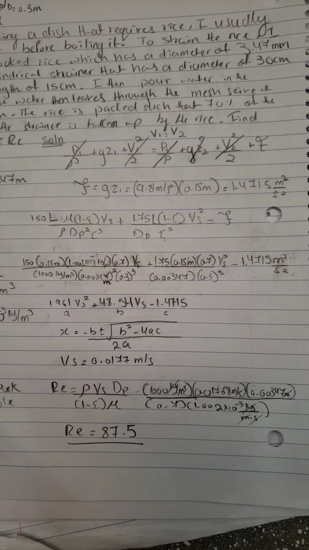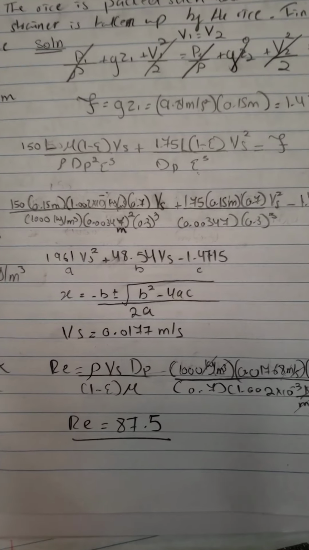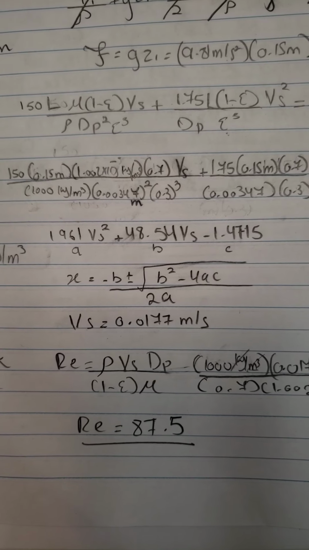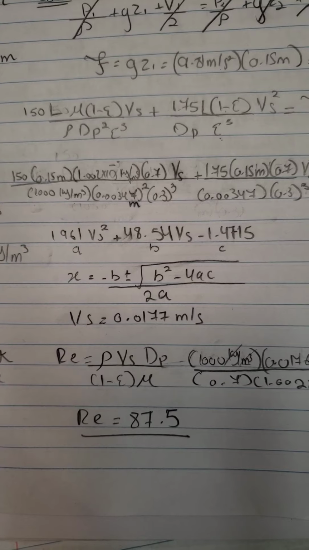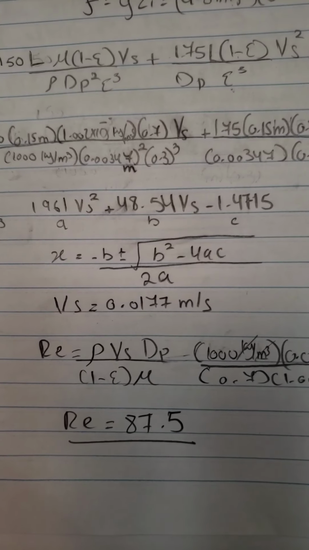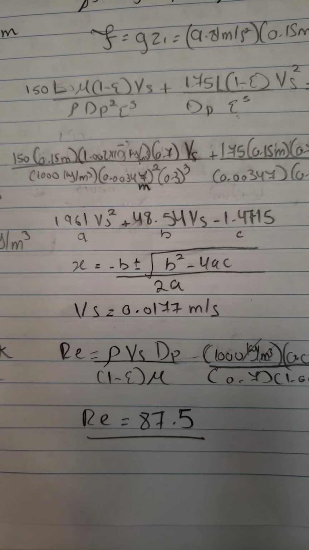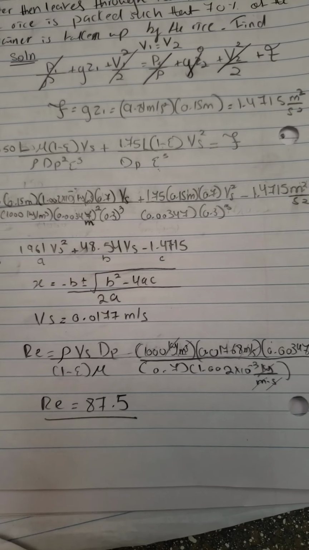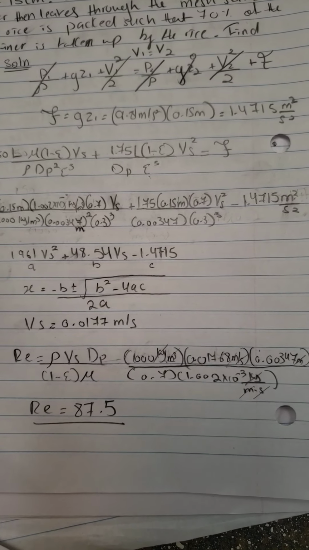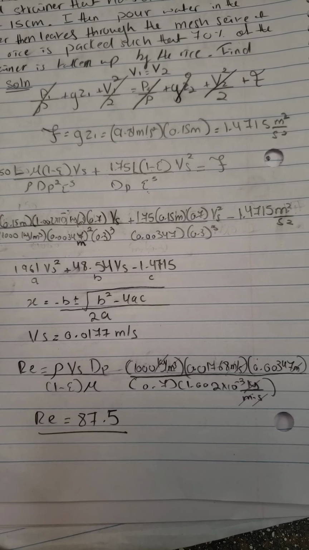Now then, we use the Ergun equation to find the superficial velocity. Plugging in all our numbers, we get the constants A, B, and C, which we will plug into the quadratic equation to get our superficial velocity. So plugging that into the quadratic equation, we get a superficial velocity of 0.0177 meters per second. So then we use the superficial velocity to find the Reynolds number, and after plugging everything in we get a Reynolds number of 87.5. Because for flow through a porous media, we need a Reynolds number of 10 or less for it to be laminar, this is turbulent.